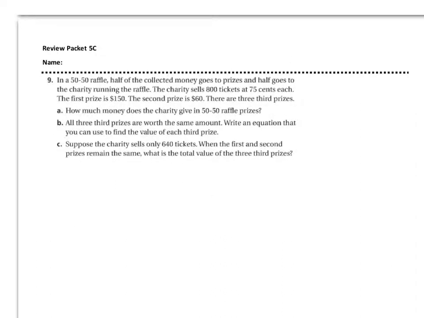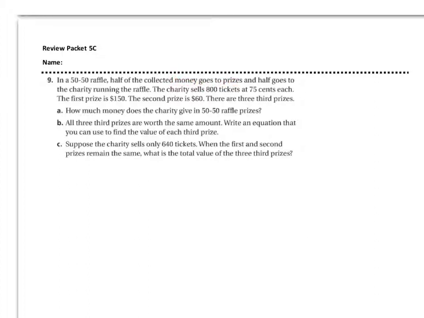Problem 9: in a 50-50 raffle, half of the collected money goes to the prize and half goes to the charity running the raffle. The charity sells 800 tickets at 75 cents each. The first prize is $150. The second prize is $60. There are three third prizes. If they sell all 800 tickets at 75 cents, how much money do they get?